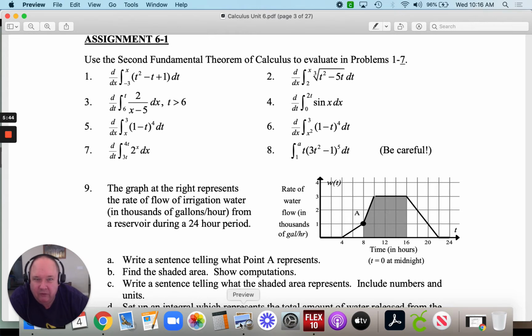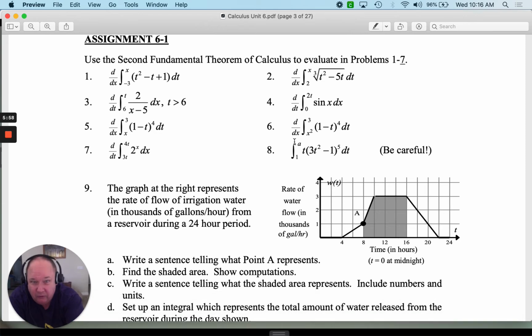Now, what makes this one different? Number 8. Do you see a derivative in front of number 8? This is not the fundamental theorem of calculus part 2. So number 8 is different. Notice there is no derivative in front, so it's different. You have to know how to integrate.